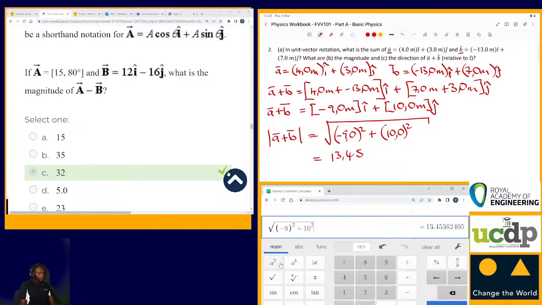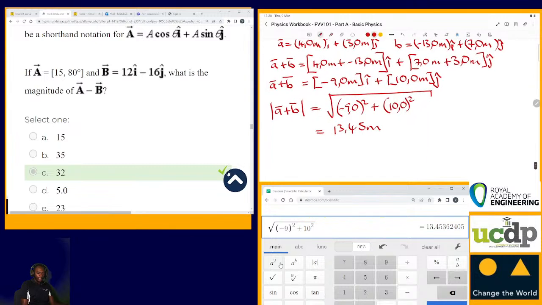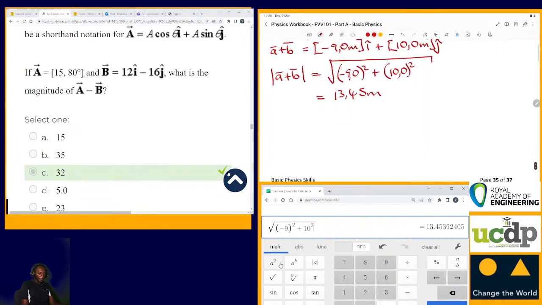I hope you are following. In case you're not, please let me know. I'm just going to pause for a while. So that becomes 13.45. That is in meters, right? And the next thing that we do is to find the direction. So to get the direction, we first have to sketch.